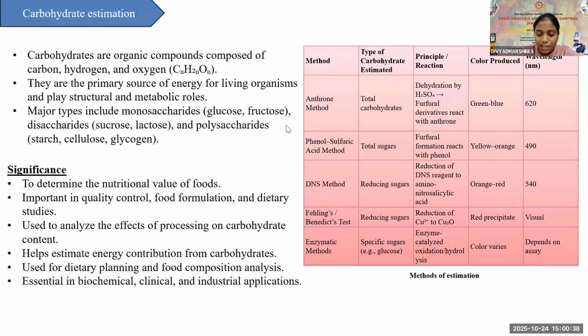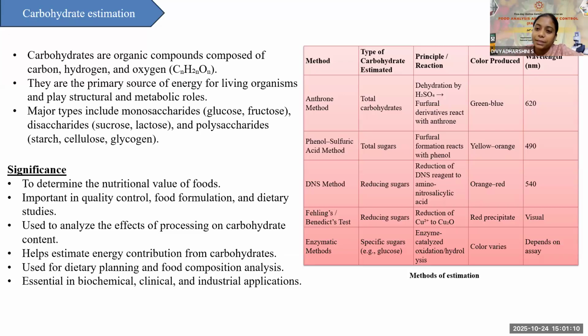And the enzymatic method, specialized enzymes are there, and the color will vary depending upon the assay. So coming to the main part, the primary source of energy for living organisms is carbohydrate. Carbohydrates are composed of various organic molecules like carbon, hydrogen, and oxygen. The major types include monosaccharides, glucose, fructose; disaccharides, sucrose and lactose; polysaccharides, starch, celluloses, and glycogens. So what is the need for estimating this?